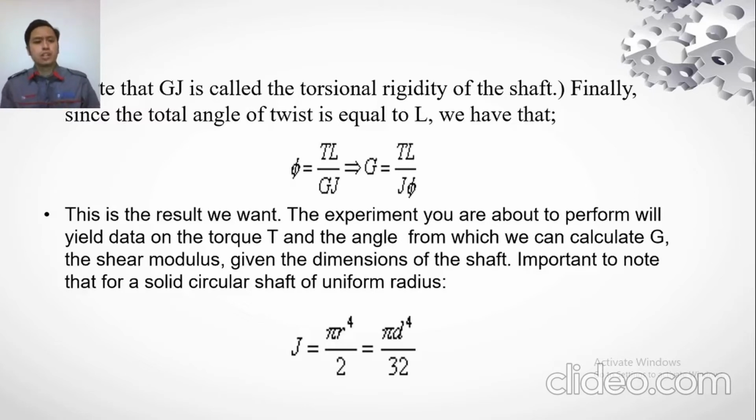Important to note that for a solid circular shaft of uniform radius, this is the formula: J equals pi r^4 divided by 2, and it also equals pi d^4 divided by 32. Okay, thank you.